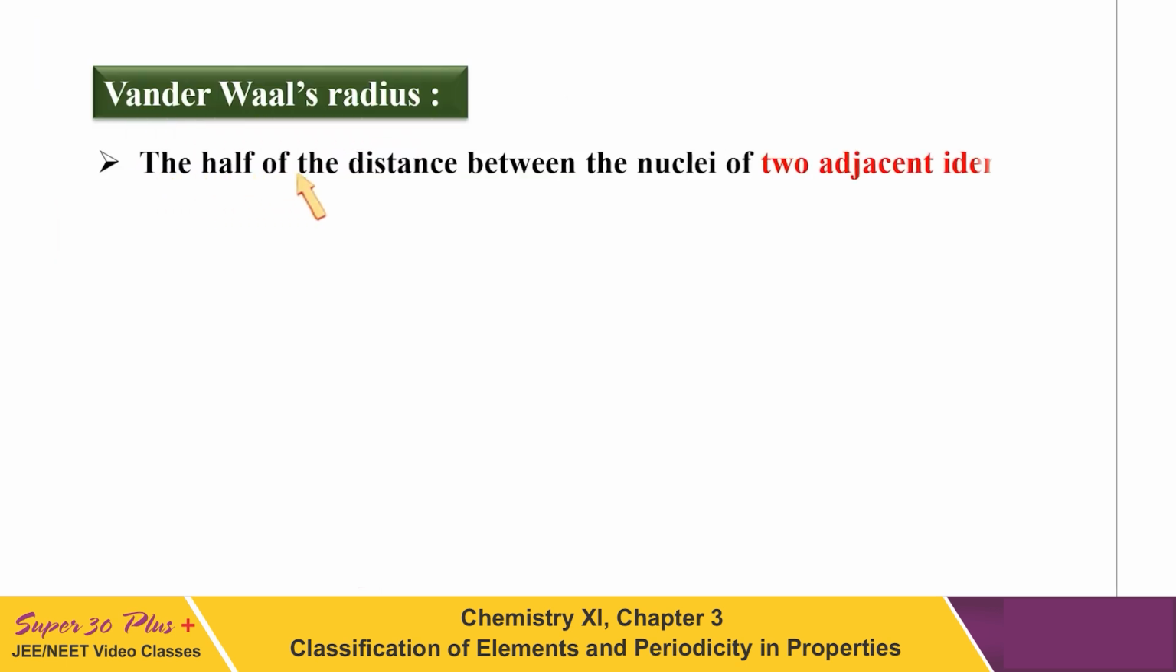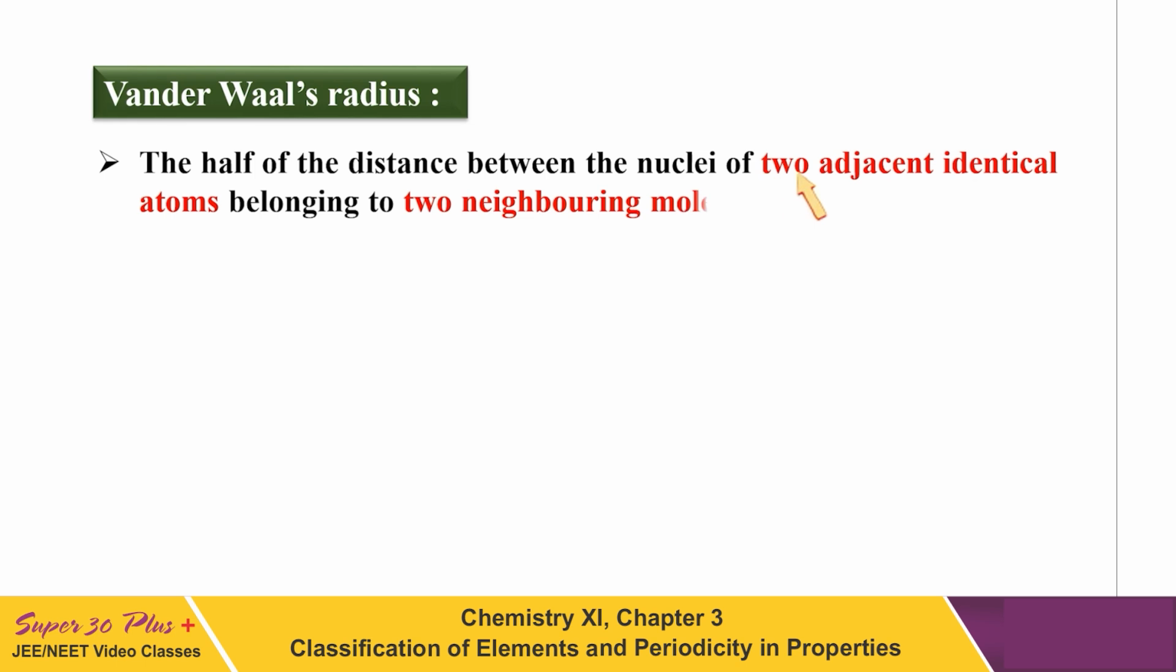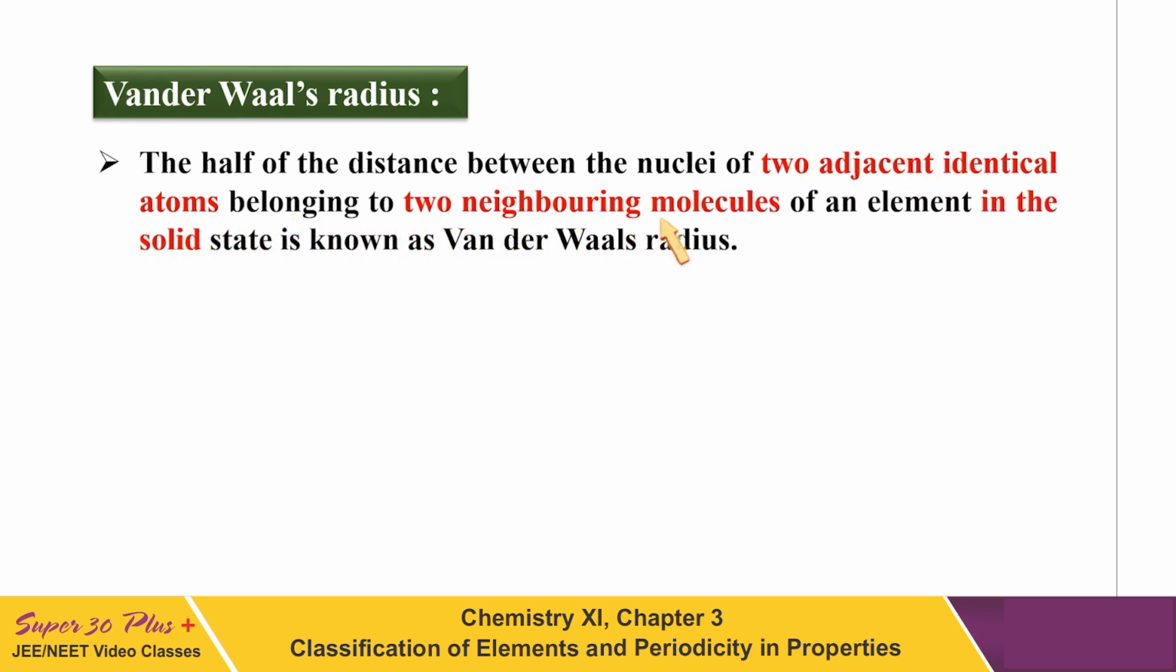It is half of the distance between the nuclei of two adjacent identical atoms belonging to neighboring molecules of an element in the solid state. So, in the solid state, when there is a van der Waals bond between similar atoms or molecules, say for example, this is oxygen. This is one molecule of oxygen and here is another molecule of oxygen.